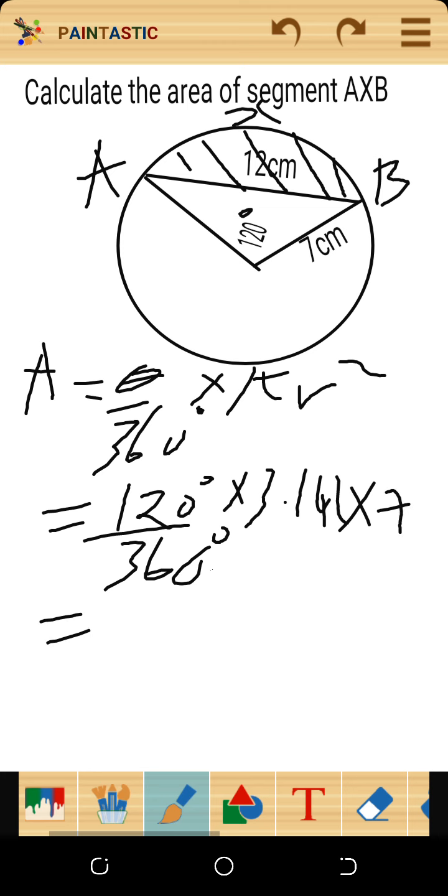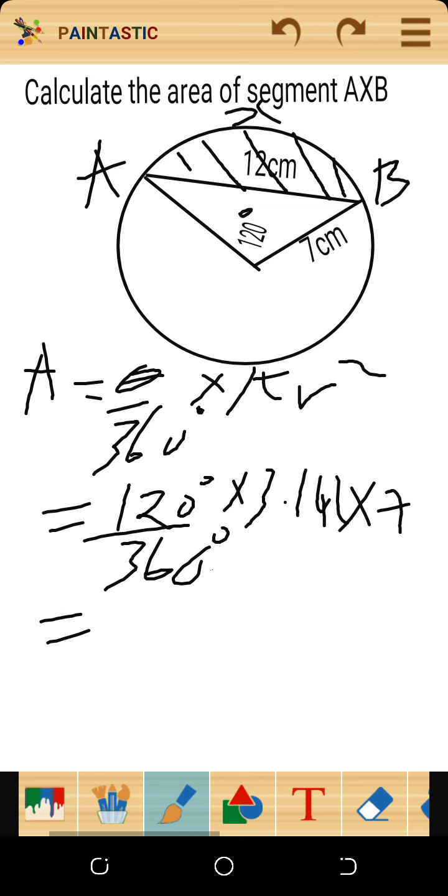And the reason why I've decided to use pi as 3.142, I've just decided that, but if you want, you can use 22 over 7. If you have been given 22 over 7, you need to use 22 over 7, and if you have been given 3.142, you need to use 3.142.